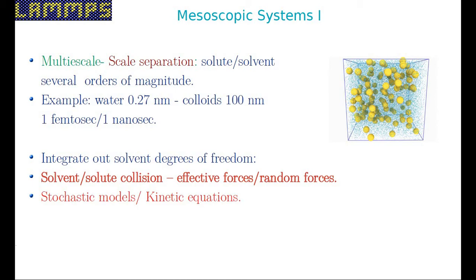There are different scales of length and time. There is therefore a scale separation between solute and solvent particle motion. This separation is of several orders of magnitude. For example, we have water with a diameter of 0.27 nanometers and a colloidal particle of 100 nanometers. Relaxation times for these systems are of the order of 1 femtosecond for the water molecule and 1 nanosecond for the colloidal particle.